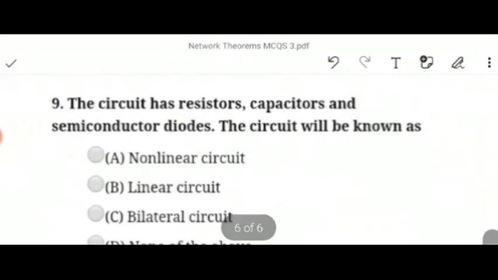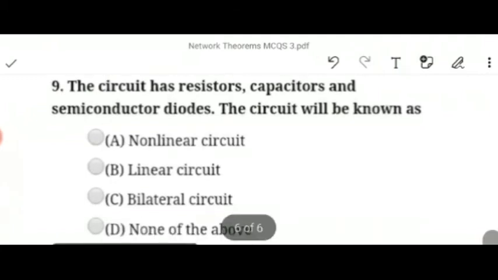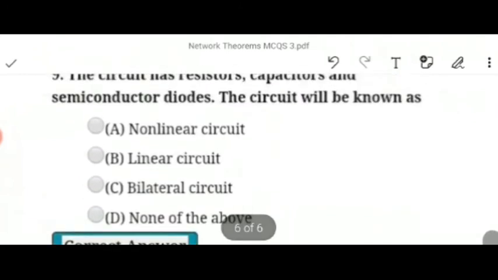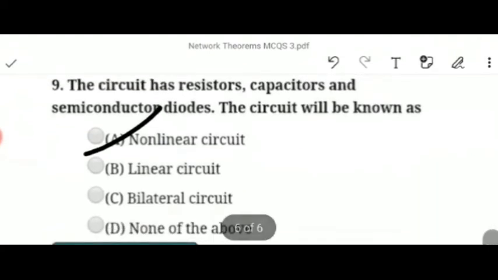In the ninth question, the circuit has resistors, capacitors and semiconductor diodes. The circuit will be known as. We should know that if the circuit has resistors, capacitors and semiconductor diodes, the circuit is known as a non-linear circuit. In a linear circuit, only elements like resistance are present. So the circuit which has resistors, capacitors and semiconductors is known as a non-linear circuit. Option A will be the correct answer.